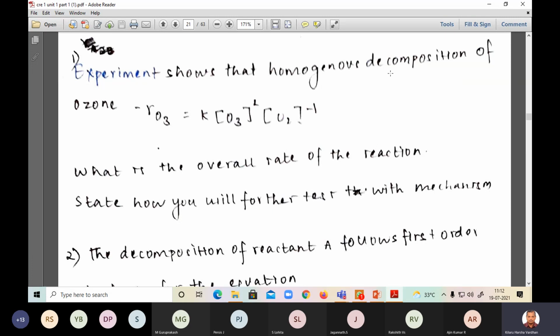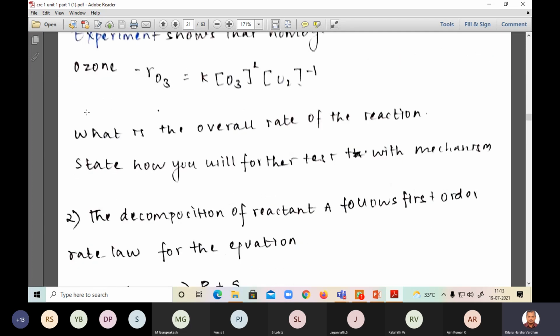Experiment shows a homogeneous decomposition of ozone. So he's giving you decomposition of ozone, which means you have to write the net rate of disappearance. So minus RO3 is K O3 squared and O2 power minus 1. This is the rate he is giving you. What is the question asking? What is the overall rate of the equation? State how you will proceed to test the mechanism. So he gave you the rate and is asking you to write the mechanism. So what do we do now?